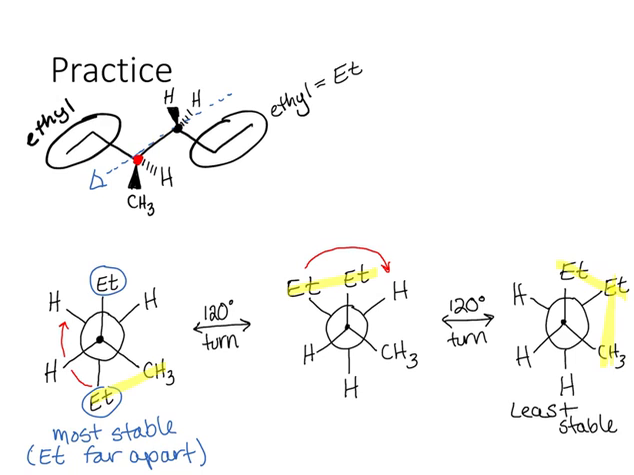All right, so now let's go on to our last topic for chapter 4, and that is chair conformations. And we're going to look at cyclohexane as our example. This is the most common monocyclic ring. So this is probably one of the most stable monocyclic rings.